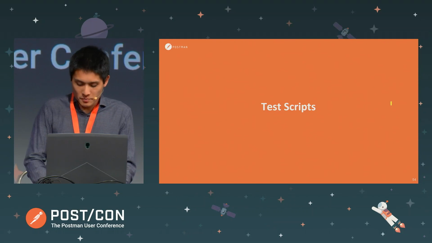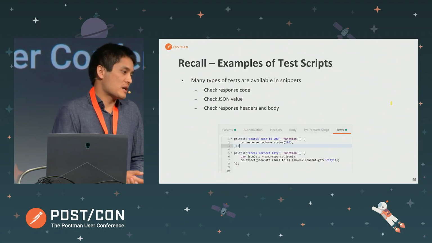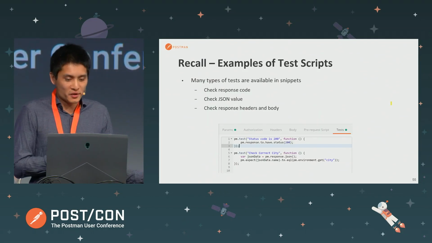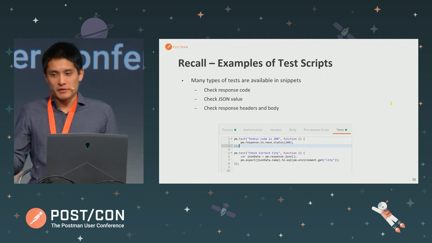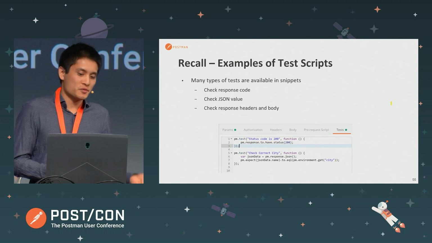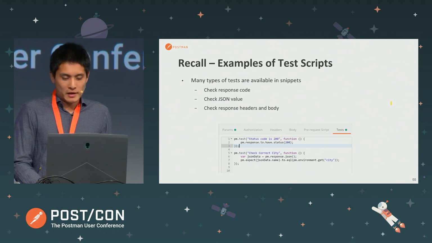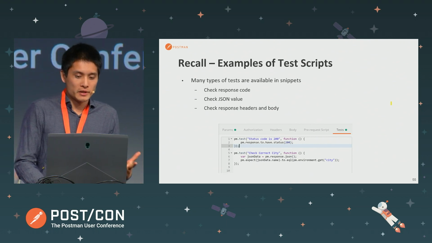So that was our exercise for the pre-request script. Now with test scripts, a couple of examples of what we can do: checking response codes, checking for JSON values, so making sure that we get the data that we expect, checking response headers and the body, etc. So those are examples of test scripts.